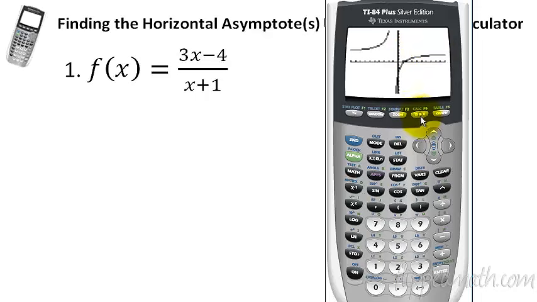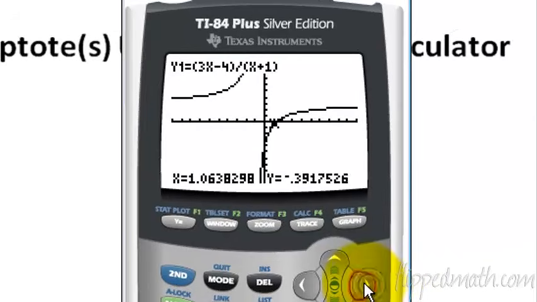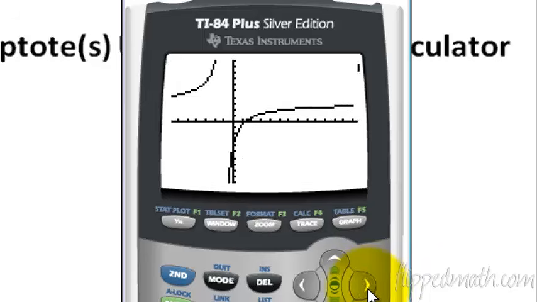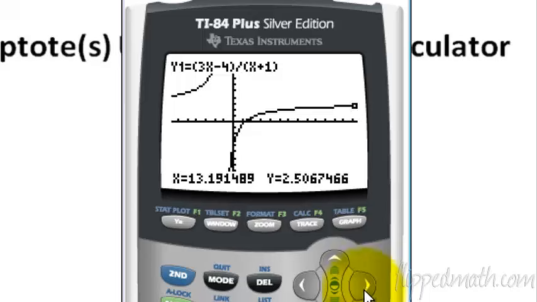How do I get that? You could hit trace, and you can start moving along here, and you can see as we move off to the right, you could start to figure out what the y value is. It looks like 2, and then it's getting bigger than 2, and I could just keep hitting right, and it will continually scan over a little bit for me, but that's going to take a while.